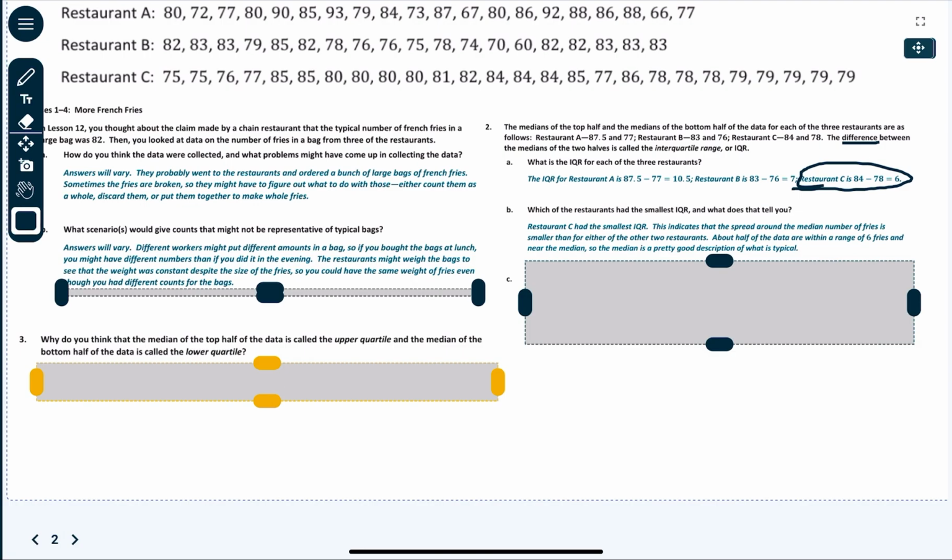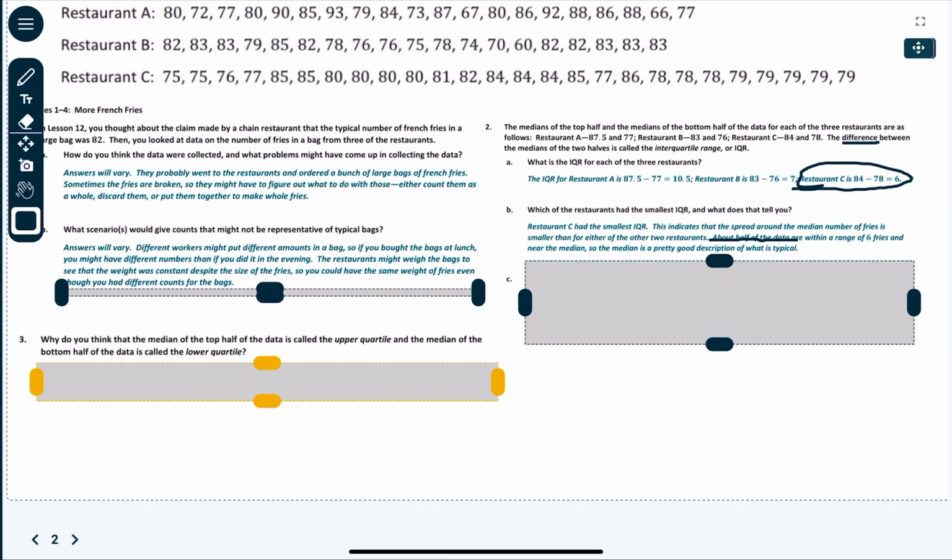Indicates that the spread around the median number of fries is smaller than the other two. About half the data are within a range of 6 fries. Okay, notice what they said there. About half the data is within the range of 6 fries.